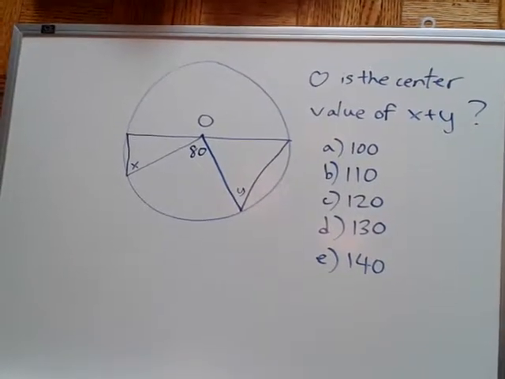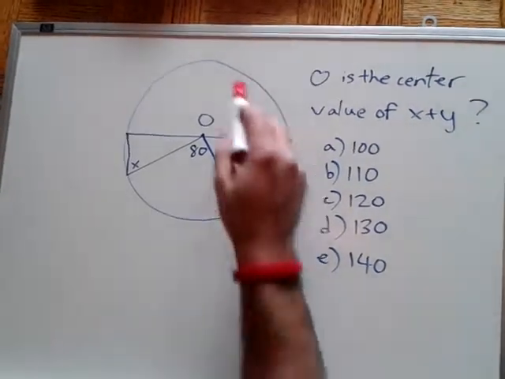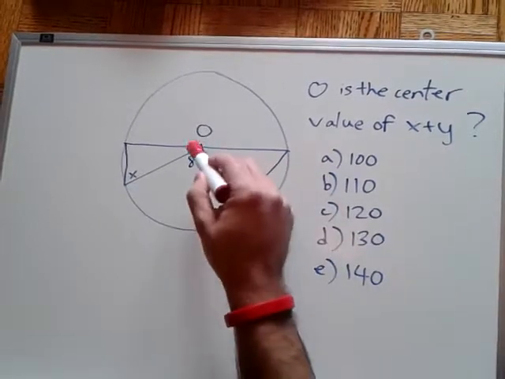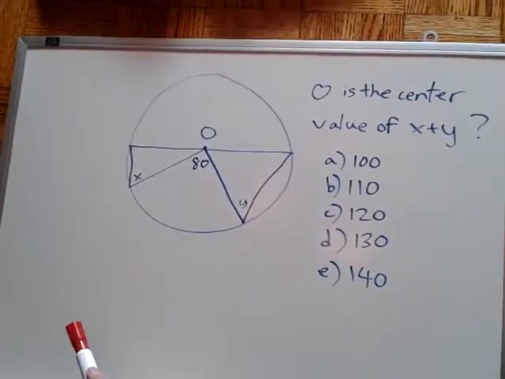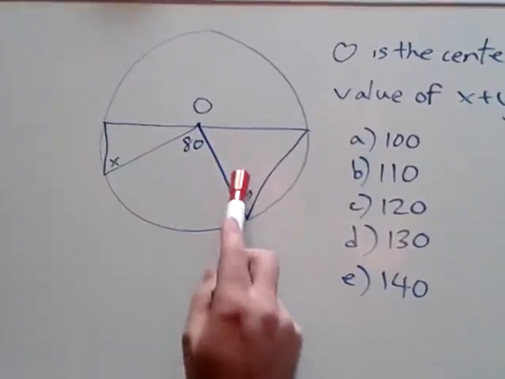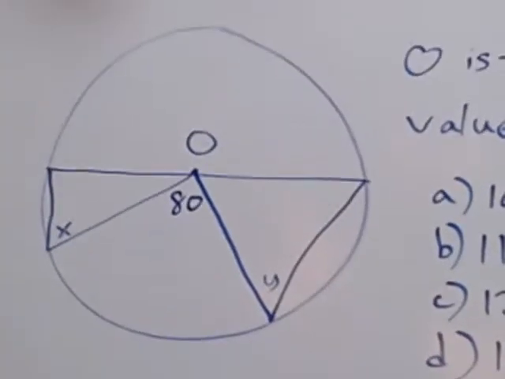Hello again. Looks like we have another circle here. We got a circle. We got a couple triangles in there. They tell us that O is the center. Now they're asking us for the value of x plus y.